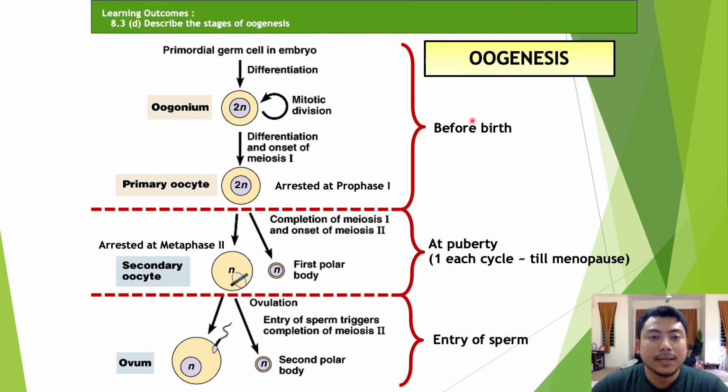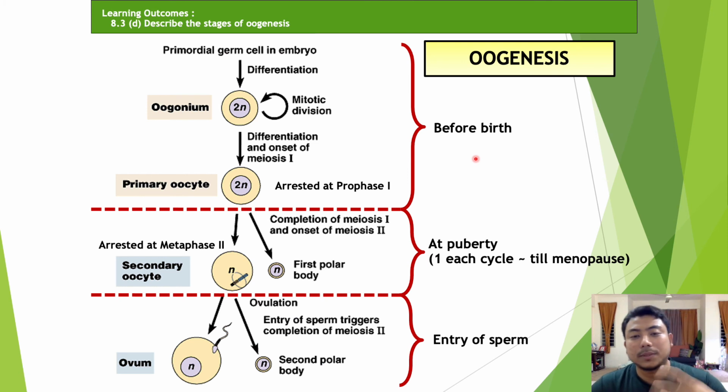So this slide is a good summary slide to show you the process of oogenesis. So let us go through together. So remember this first part here, it occurs before birth, i.e. before the female was even born, still in the mother's womb.